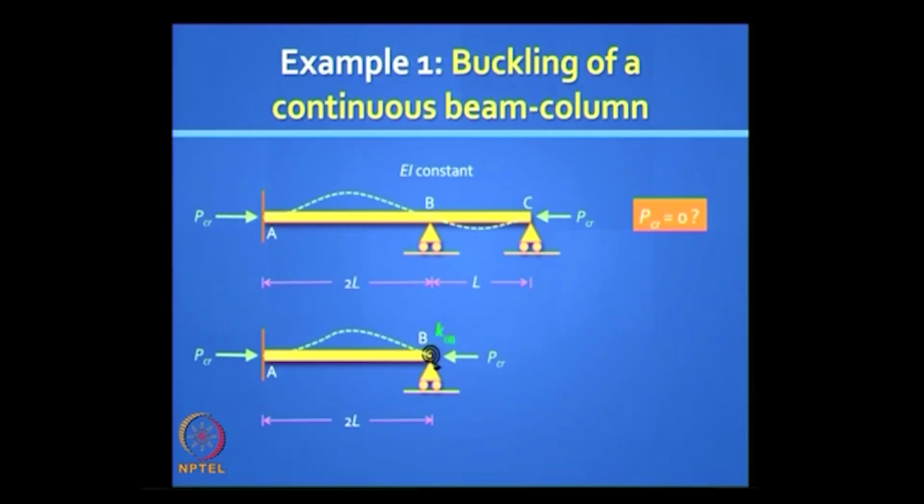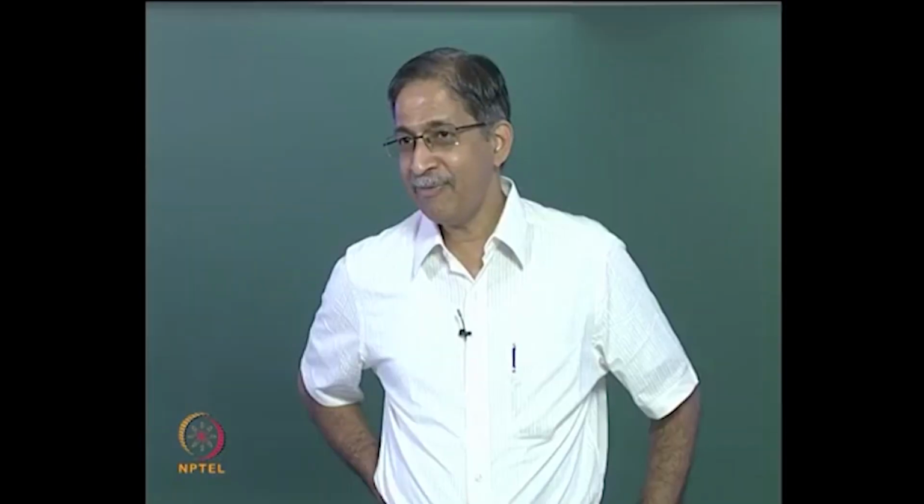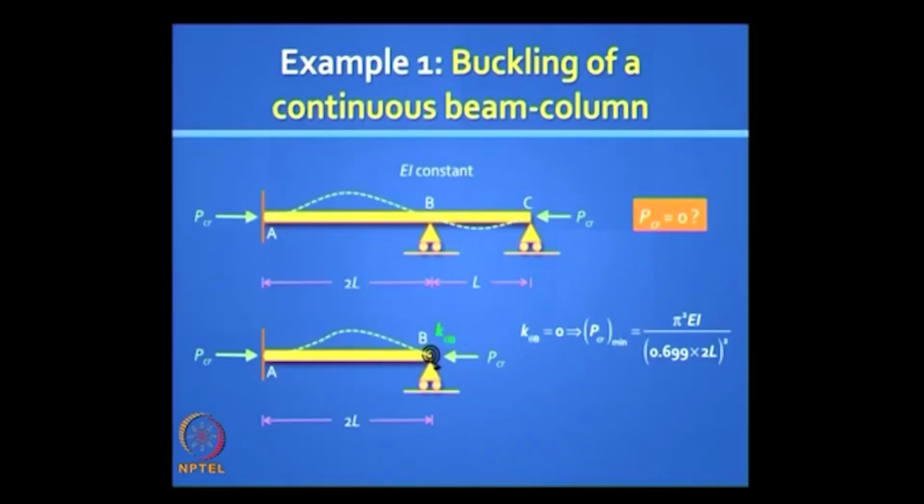What are its extreme values? Of the stiffness of the spring: 0 and infinity, right. If it is 0, what is P critical? What is the effective length? At least 0.7 L, or more accurately 0.699. If K is infinite, 0.5, that is it, you are good. So 0.699, and the length here is 2L, and the other value is 0.5. That is all you have to remember, very easy, got it.